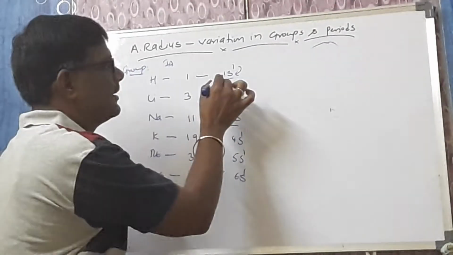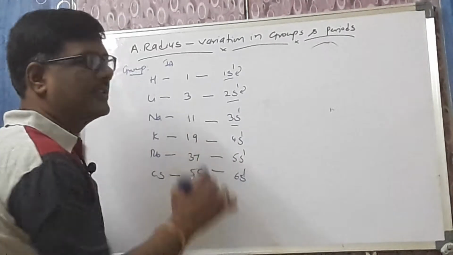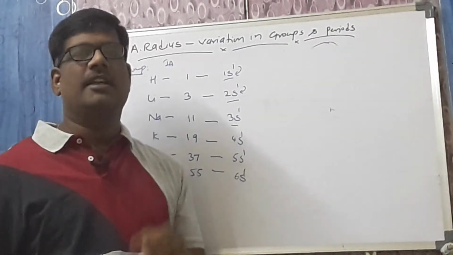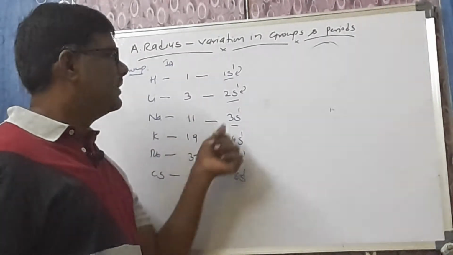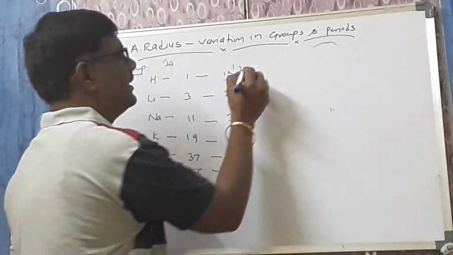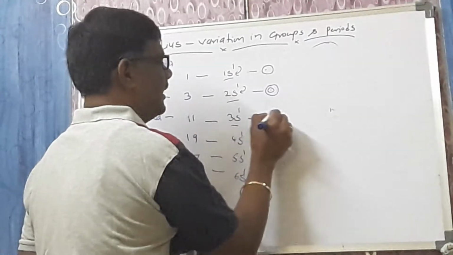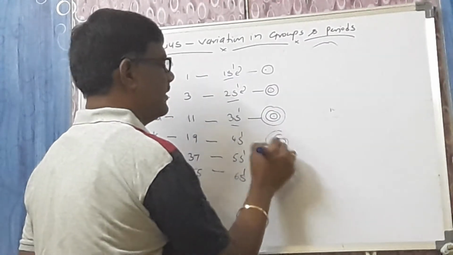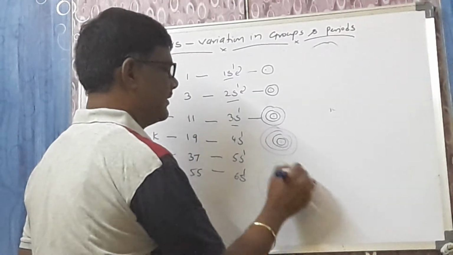So here principal quantum number 1, nothing but it will have one shell. Then 2, 3, 4, 5 and 6. So whenever he asks you the atomic radius, what you have to say? In a group, as we move top to bottom, atomic number increases, the differentiating electron enters into the new principal quantum number, immediately the number of shells also increases. So here you will have 2 shells, here 3 shells, here 4 shells, and last, here you will have 6 shells.